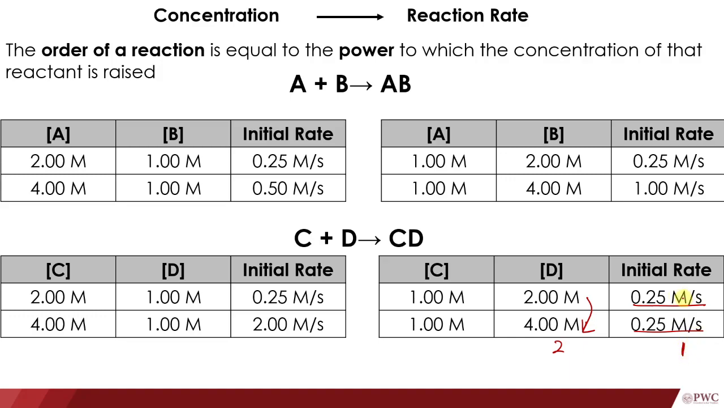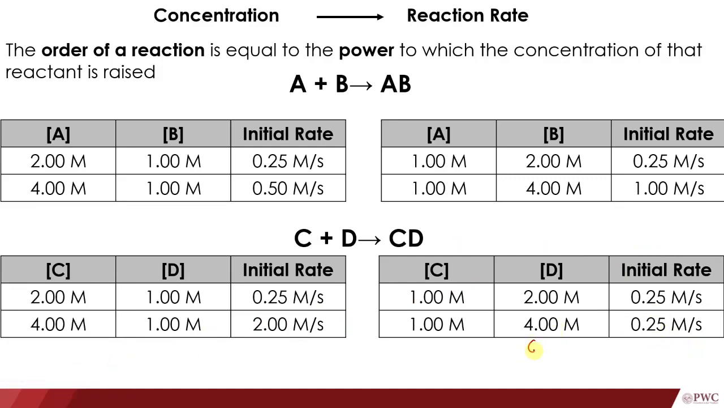So 0.25 times 1 is equal to 0.25. So in this case, 2 to what power is equal to 1? So x here is equal to 0 because 2 to the power of 0 is equal to 1. So this one is a zero order reaction. As you see here, it remains the same.